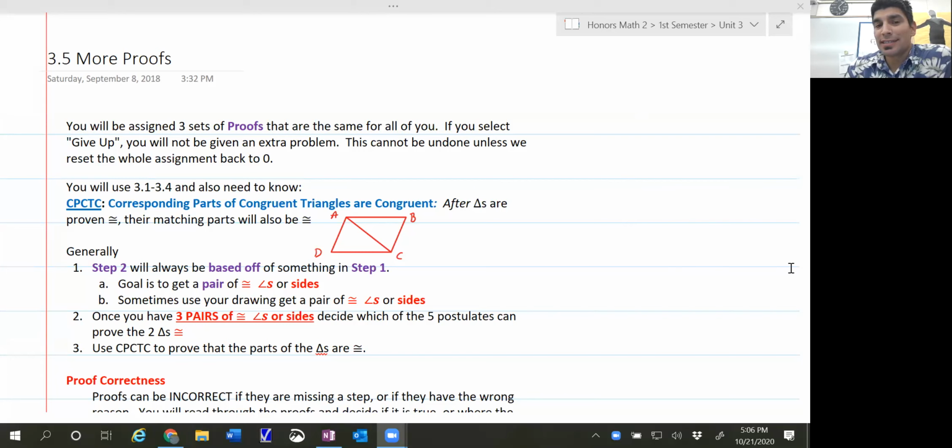Unit 3, Section 5 for Honors Math 2 is still on proofs. If you're not good with proofs, I'm sorry, but this is where we put it all together. We put everything that we did before together. We add one or two more new things, and then we say, do you really understand?